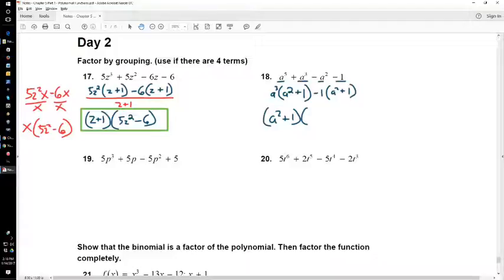And then when I divide it out, it cancels that one out, and I get an a cubed. And it cancels that one out, and I get a negative 1. So that is our factored form.